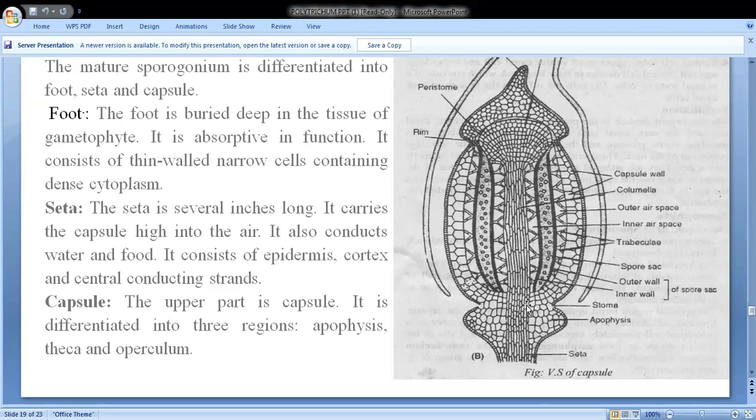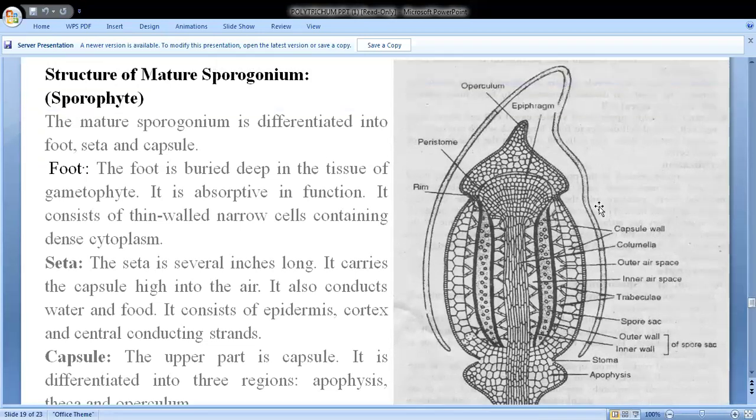Next is the capsule. So this whole structure is called the capsule. At a young stage, the capsule is enclosed by the calyptra. See here, this is the calyptra. This is one layer called the calyptra, which is derived from the archegonial wall. As the capsule matures, the seta elongates and ruptures the calyptra layer. The calyptra remains as a hood or cap-like structure on the tip of the capsule.